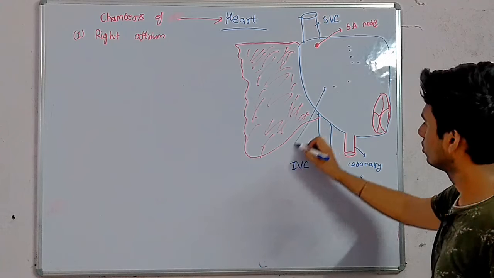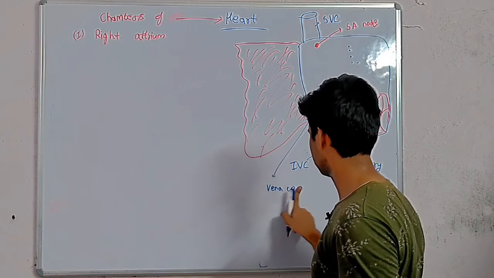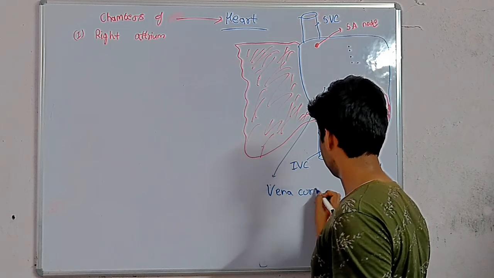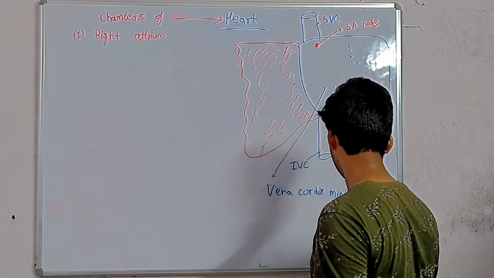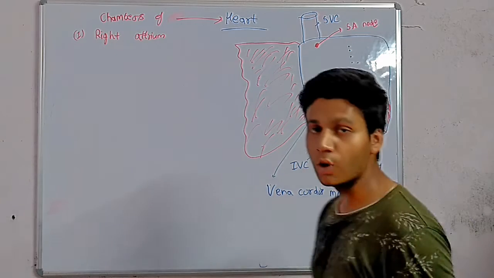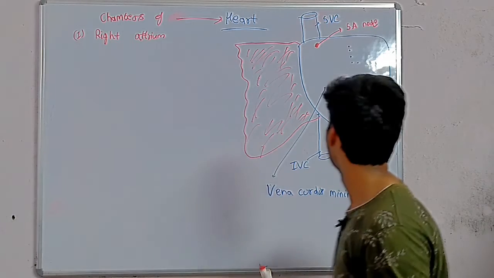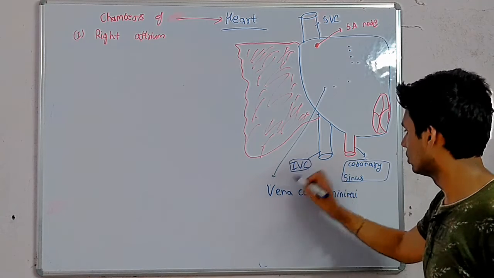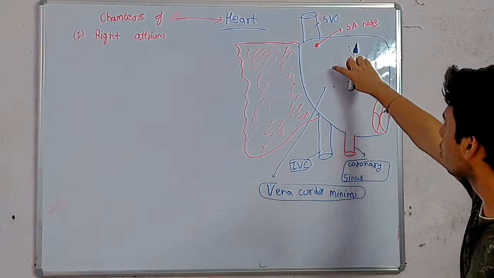These are the openings of vena cordis minimi. These are the parts of coronary circulation which circulate around the heart and supply the heart muscles. We will discuss them later. So these are just small vein openings which open into the right atrium.